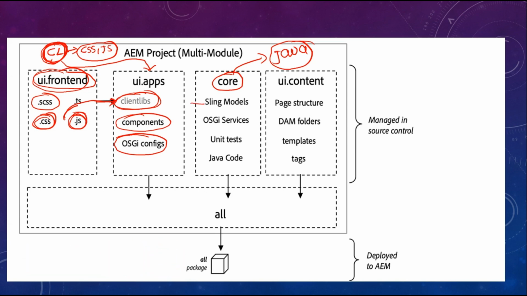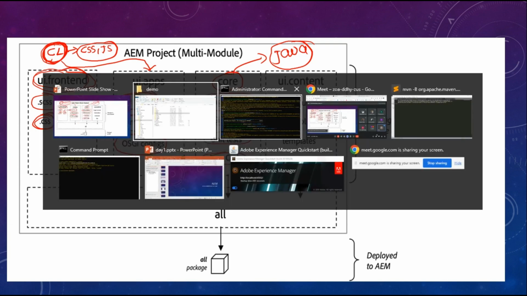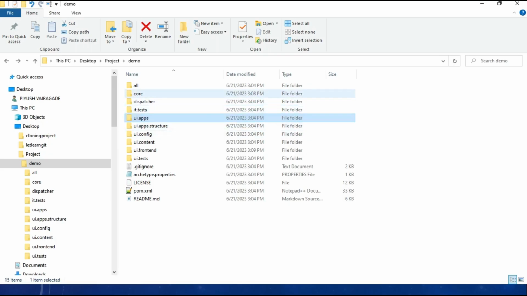Okay, so here we have a lot of concepts, like Sling model, OSGI services, unit test, testing related things, and the Java code, which will be stored inside this core module. Here we have a core module, you can just simply come and see here.